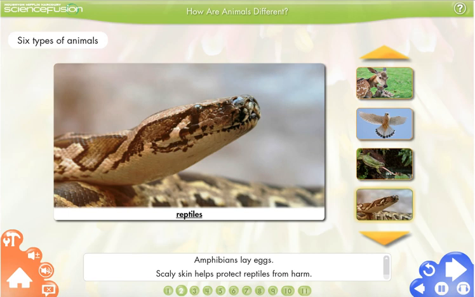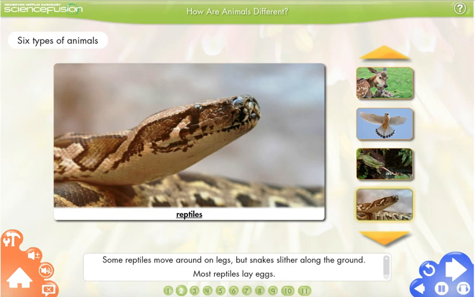Scaly skin helps protect reptiles from harm. Some reptiles move around on legs, but snakes slither along the ground. Most reptiles lay eggs. So you can see his skin looks a little bit scaly. You would be able to feel a little bit of bumpiness on their skin. And they also lay eggs.